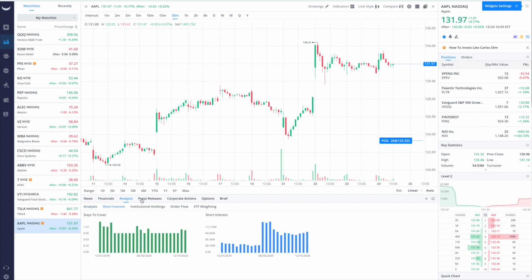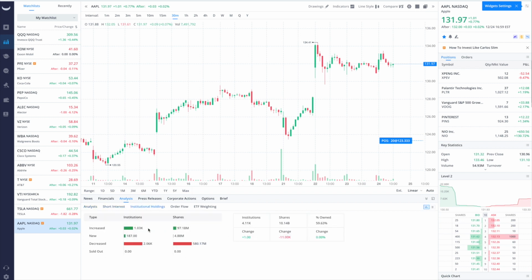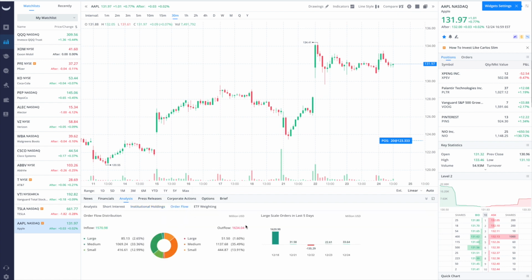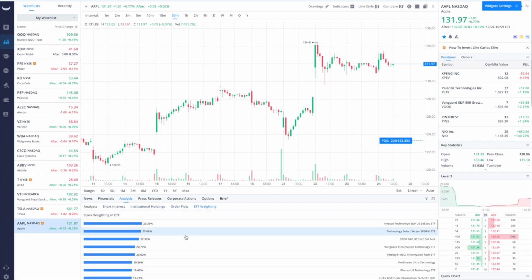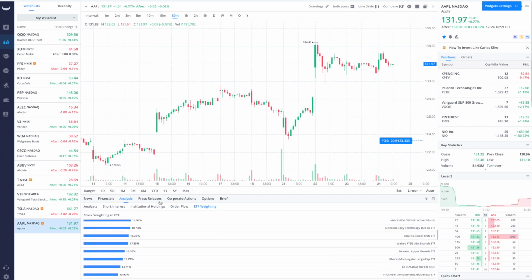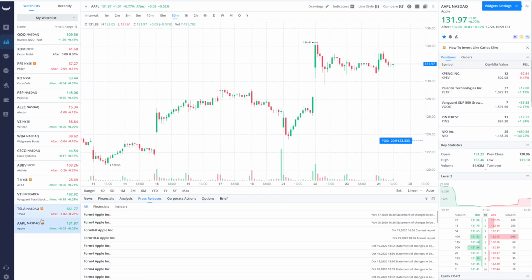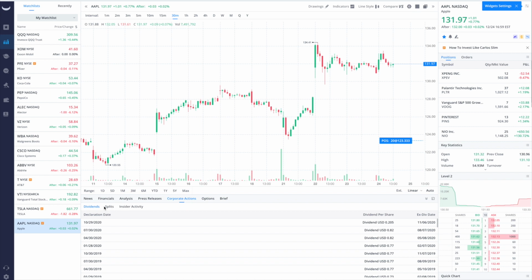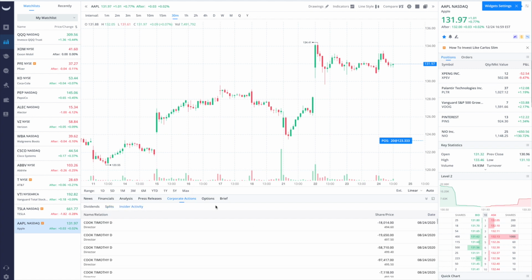Short interest, how many people are shorting, institutional holds right over here. You have your order flow, and then ETF weighting. So all of this is over here. And then you have your press release over here. You have your 10K, 8K, all those are on there. And then you have your corporate actions, dividends, when they pay dividends and stuff like that, splits right over here, when they did the splits, insider activity. So if they're buying or selling, they're all there.